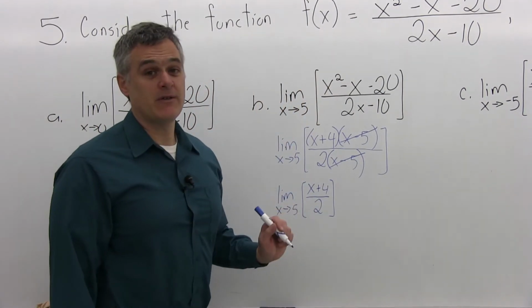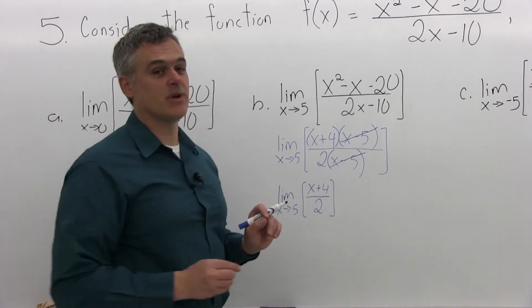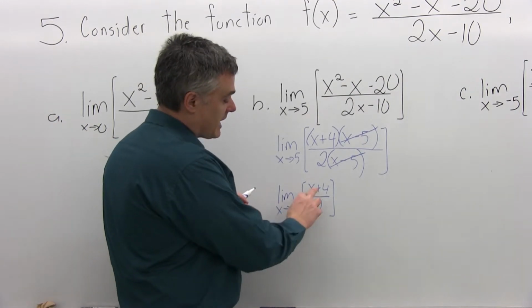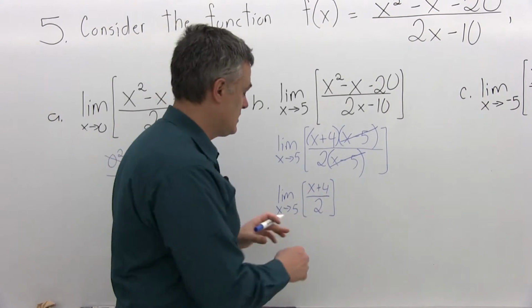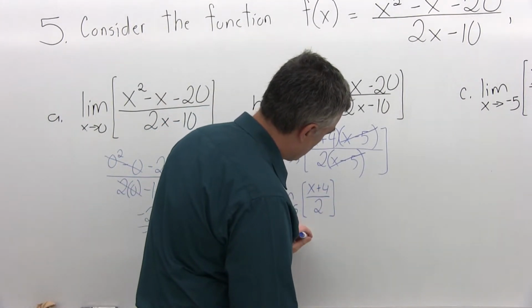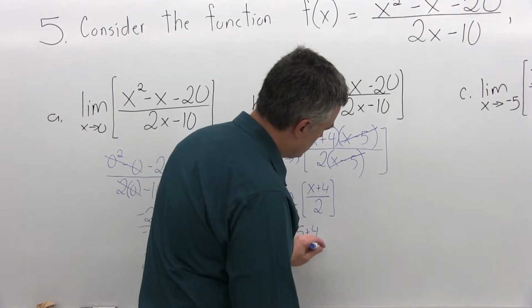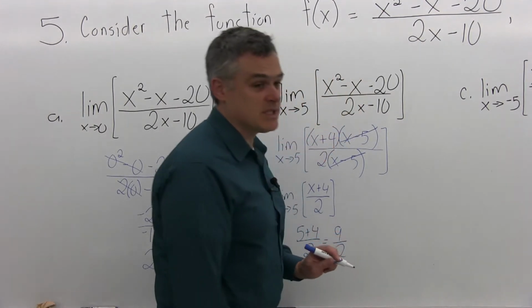Now I can just put in a 5 for x and see what happens. And again, I'm in reality not just putting in a 5. I'm putting in things that are very, very close to 5. But since I can put in a 5, what happens when I put in things very close to 5 and 5 are the same? So the x plus 4 on the top becomes 5 plus 4. And the denominator just has 2.